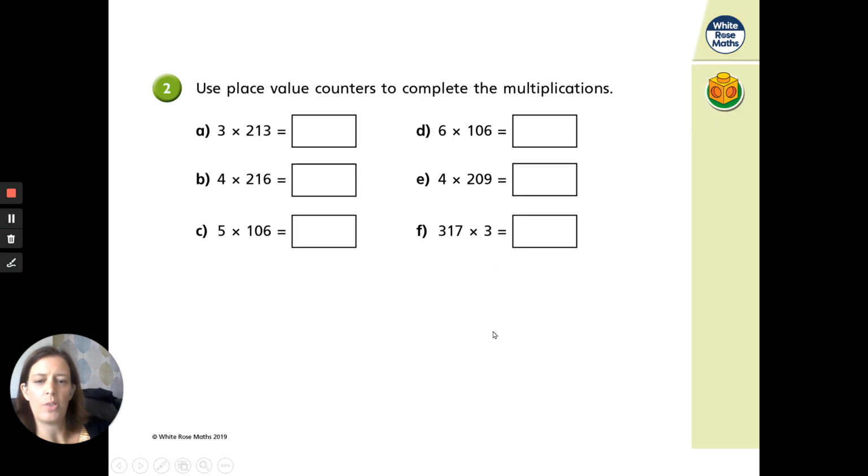Okay, your turn now to have a go at these 6 multiplications. So take some time to draw your place value counters out. Use that to help you work out those multiplications. Pause the video and check back for the answers in a minute.